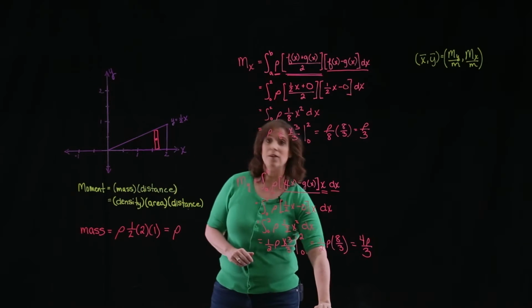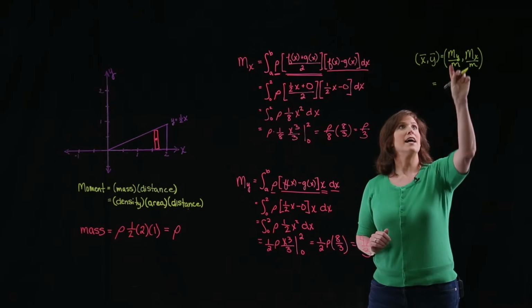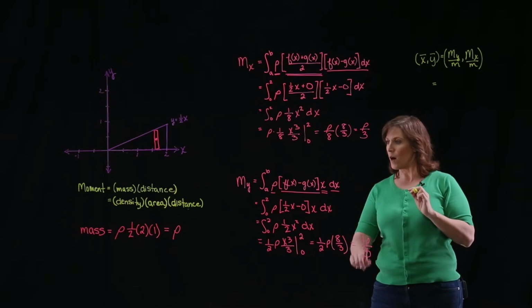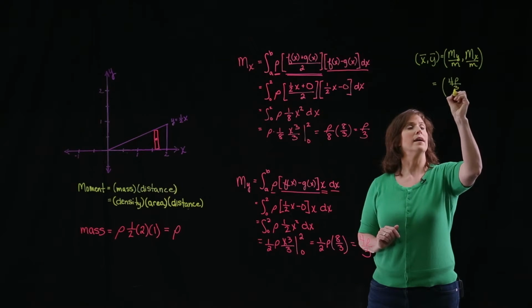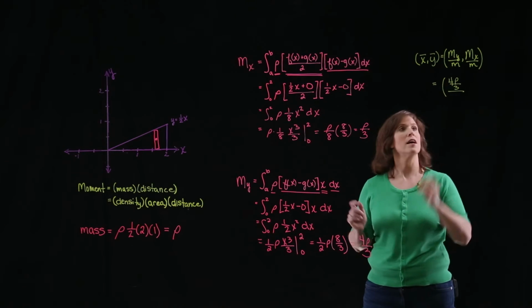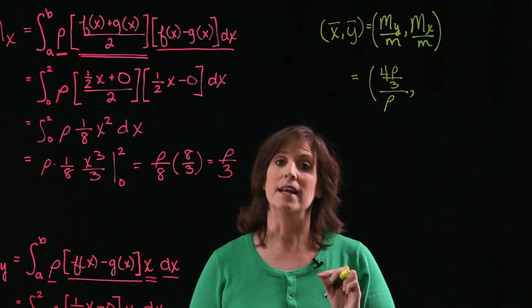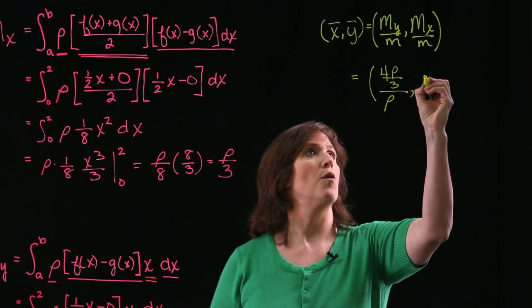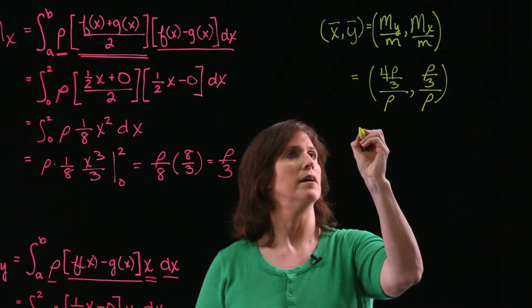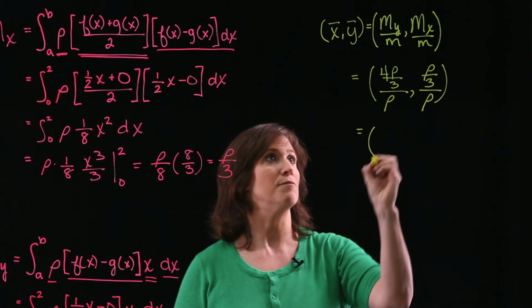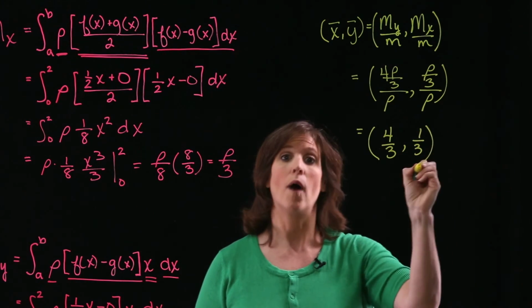So now I'm ready to find the center of mass. To find my x-coordinate, I take the moment about the y-axis, which I've just calculated to be 4 rho over 3, and I divide it by the total mass, which I calculated to be rho. To get the y-coordinate, I need the moment about the x-axis, which was rho over 3, and again dividing by the total mass of rho, which tells me that my center of mass is going to be at the point 4/3, 1/3.